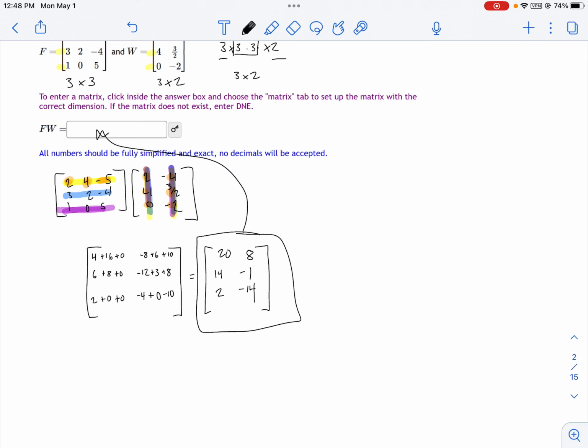If your fractions did not completely simplify, make sure that you simplify all of your fractions. Make sure you have only single entries. Don't put something like 4 plus 7 in there. Just put 11, the actual resulting number. But that is as crazy as matrix multiplication gets.